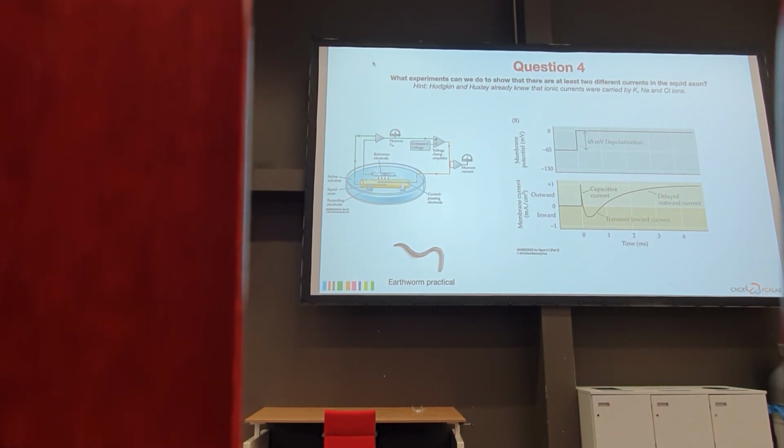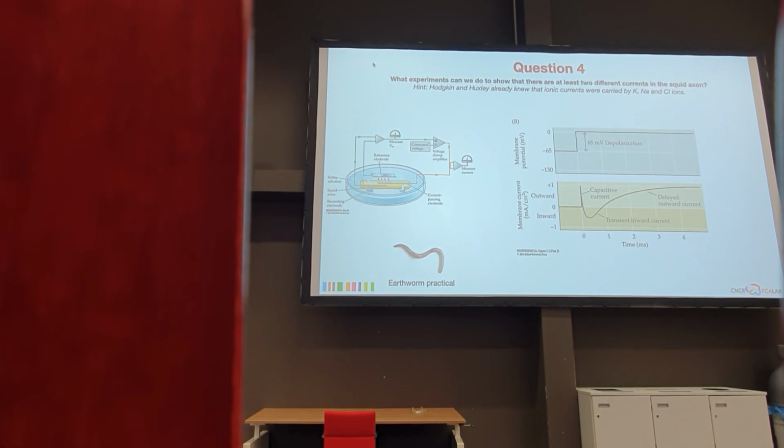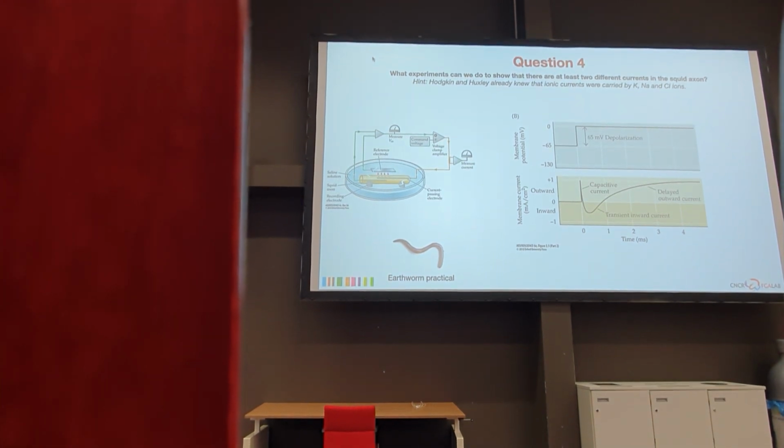And so they did first these voltage clamp experiments. They noticed that there were probably two processes, and now they want to prove this. What is an experiment that you can think of to show that there are two different currents operating at the same time? Yes? Toxins, yes, very good. And that's exactly how we do it right now.